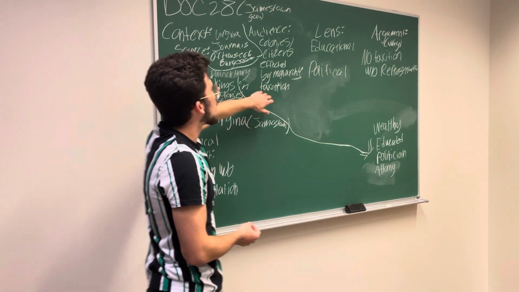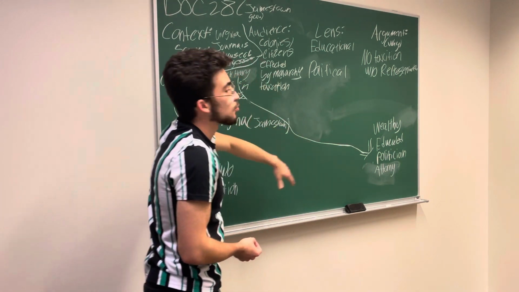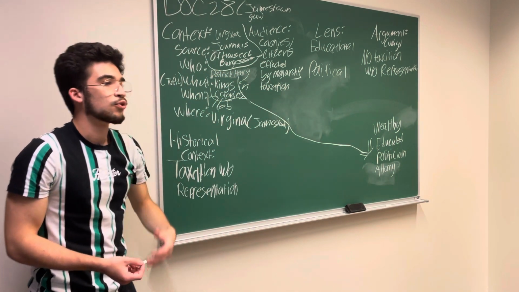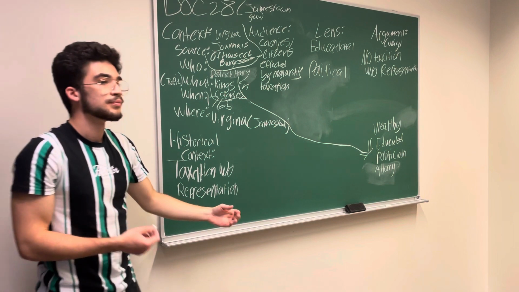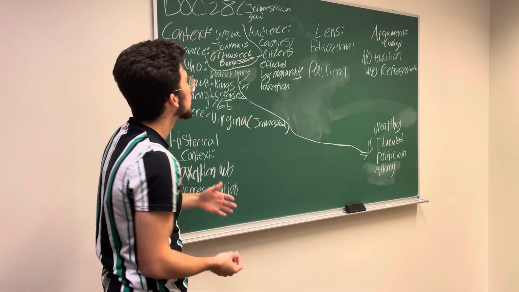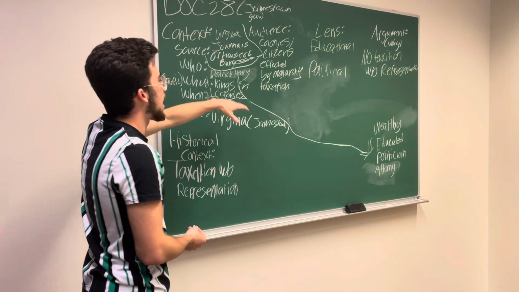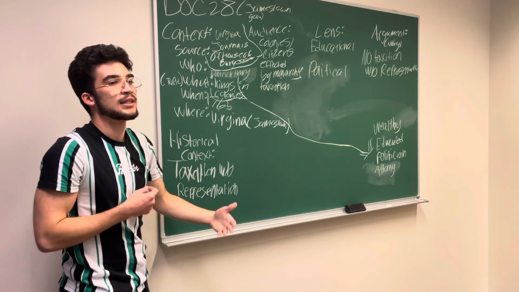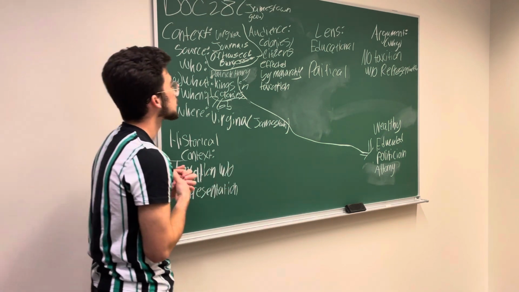Historical context, audience, lens, those are more for your analysis and more for when you have to write your own analysis on the primary document. But it is good to have those in as well, because you start getting used to that idea of, hey, I have to look out for these things.